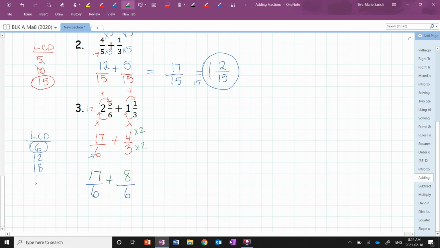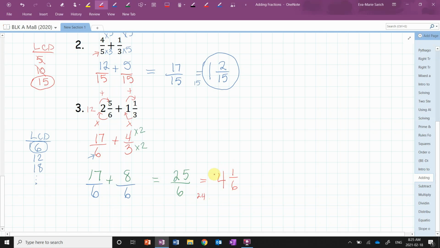Okay? So now what we need to do is we need to add the top. So 17 plus 8 gives us 25 over our common denominator of 6. Now again, this is an improper because 25 is bigger than 6. So we need to figure out how many times 6 would go into 25. And I'm hoping you would recognize that it goes in 4 times. 6 times 4 is 24. And we have one more left over. So that one left over goes at the top over 6, which is your common denominator.